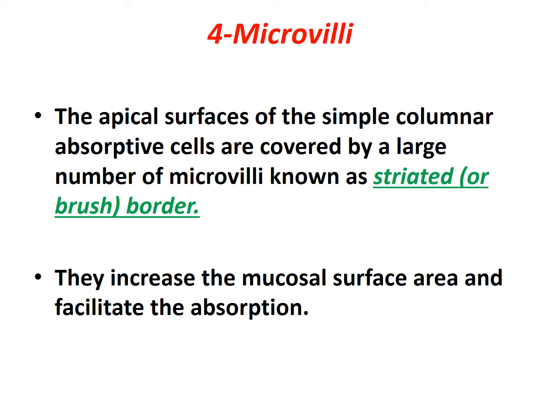The fourth specification present in the intestinal mucosa is the microvilli. Microvilli are present on the apical surface of the simple columnar absorptive cell. They are large in number, so the apical border is called the striated or brush border. The function of these microvilli is to increase the mucosal surface and facilitate absorption.